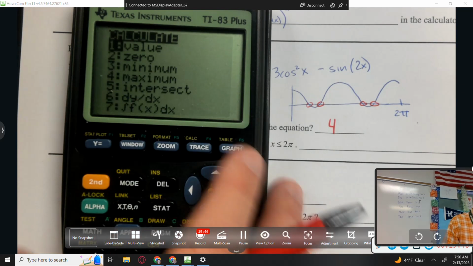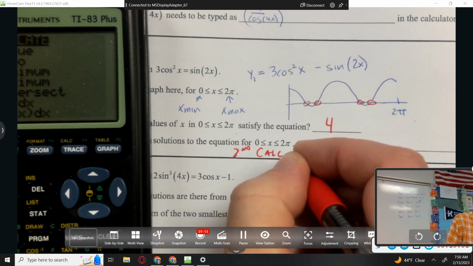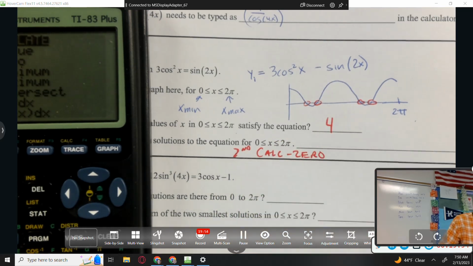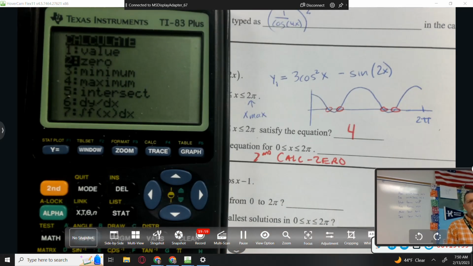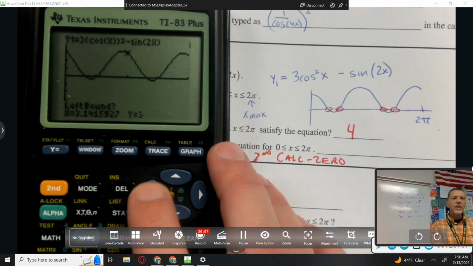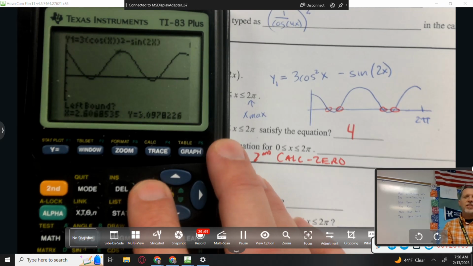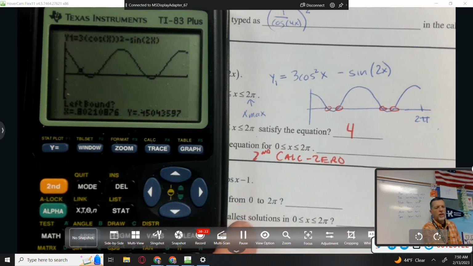Second Calc, and then go to 0, because you want to find where the graph is equal to 0. And then that's all you have to remember, because the calculator will walk you through the next steps. Left bound means get to the left of the 0. Your calculator is basically going to guess and check to find the answer. So the left bound is, where do you want me to start guessing? So get to the left of the 0 and press enter.